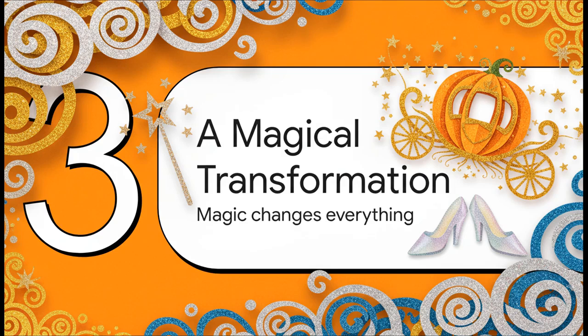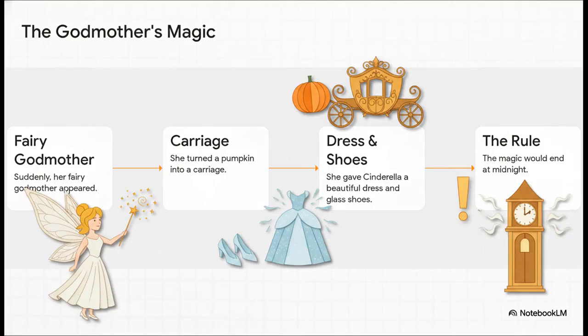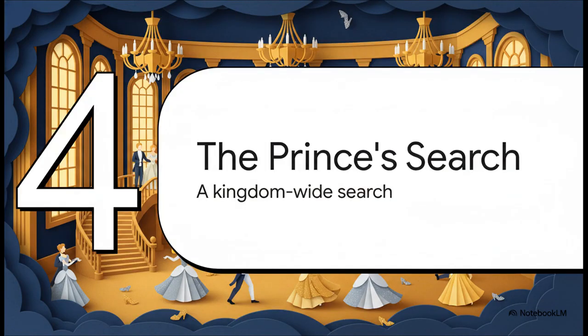But wait, this is a fairy tale, isn't it? And in fairy tales, just when everything seems totally hopeless, that's when the magic begins. Okay, check this out. First, out of nowhere, poof, her fairy godmother appears. Then, with a little wave of her wand, she turns a plain old pumpkin into a spectacular carriage. Next, she gives Cinderella the most beautiful dress you've ever seen and these incredible glass shoes. But there's one really important rule. All of this amazing magic is going to disappear at the stroke of midnight. So, can you believe it? Cinderella actually makes it to the ball. This is it. But what exactly happens when she gets there?